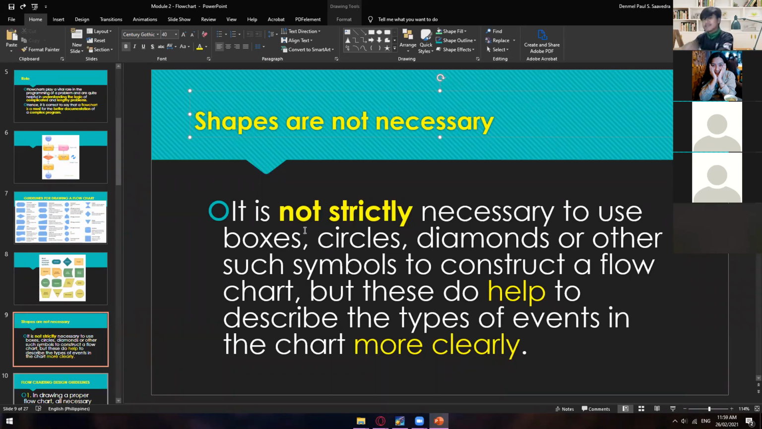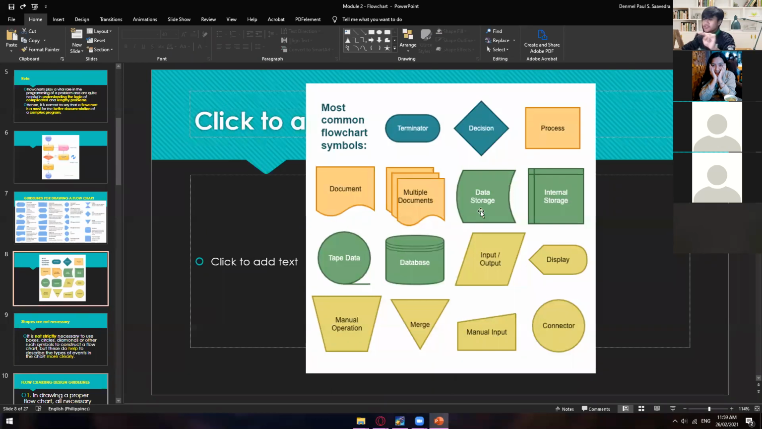Okay, since when it comes to flow, you're just following the arrow. After this one, it will go here or it will go here. So sometimes even though your shape is a process or even a tape data or even a database, as long as they can see an arrow, then they have an idea where that data will go, at some point.